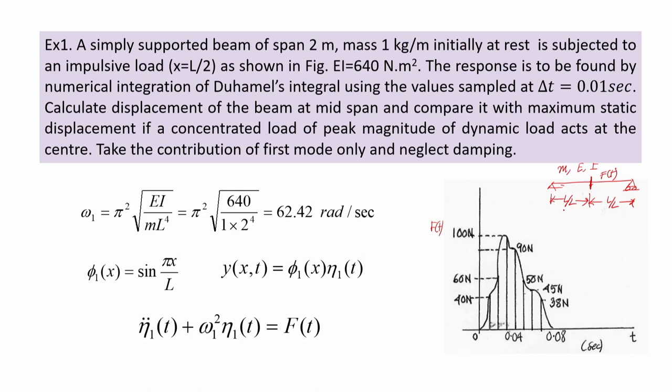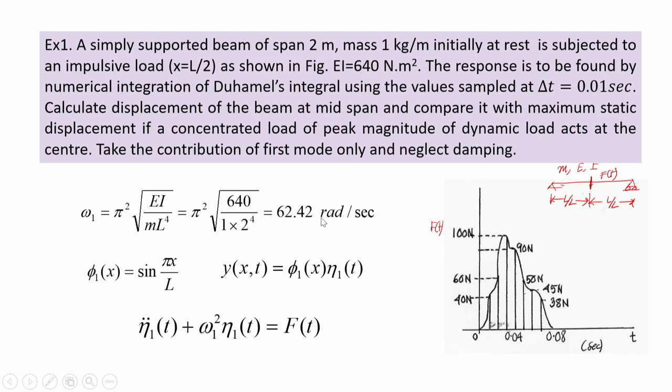Okay. So we have to find the response of the system using the Duhamel integral with time step t equal to 0.01. That is the sample time with which we have sampled the forcing function. So the force duration is 0 to 0.08. Now first let us find the natural frequency, and here it is written that we have to neglect the damping and consider the first mode only. So omega 1 is equal to pi square root over EI divided by m L to the power 4, and substituting the values of EI, m and L, we get the natural frequency in the first mode as 62.42 radian per second.